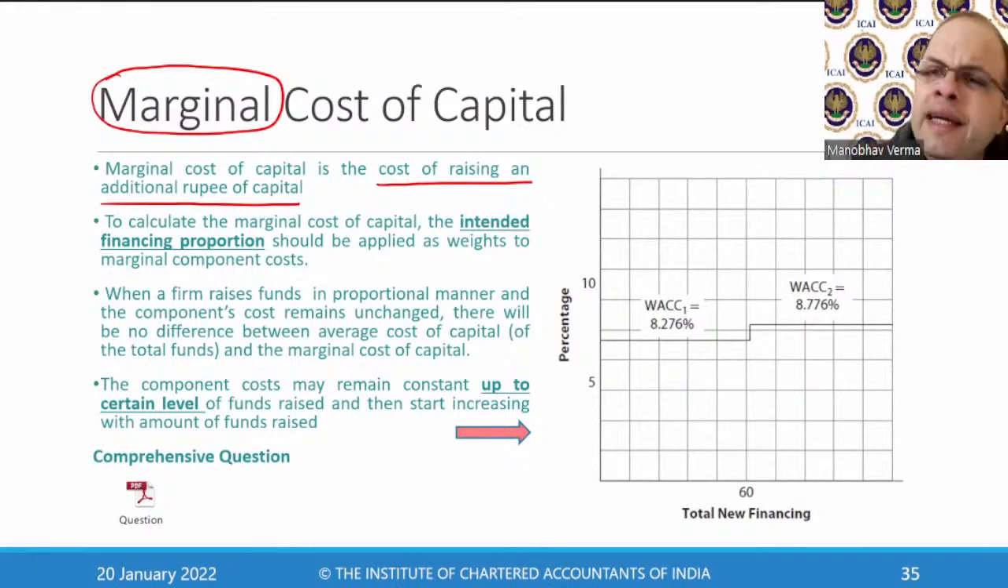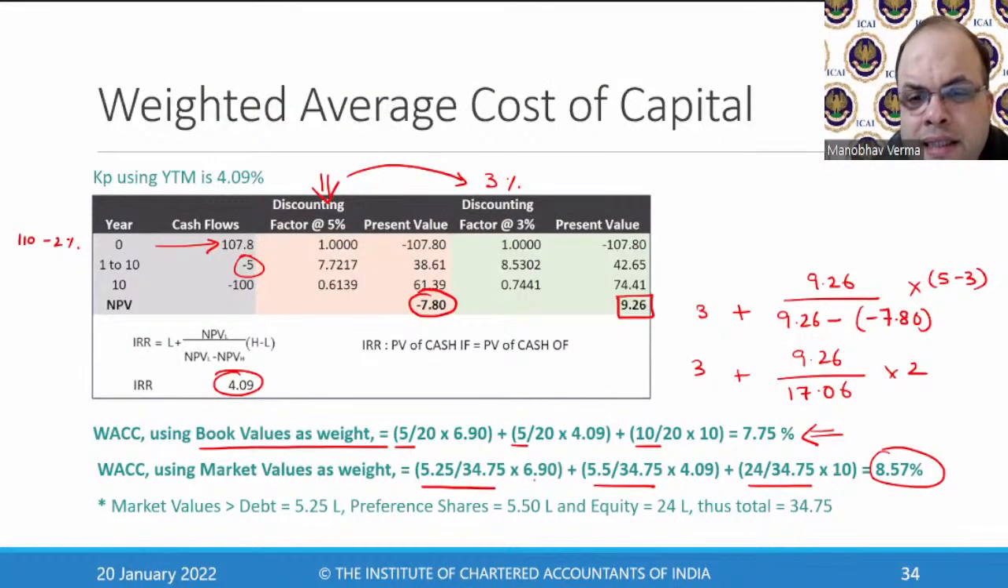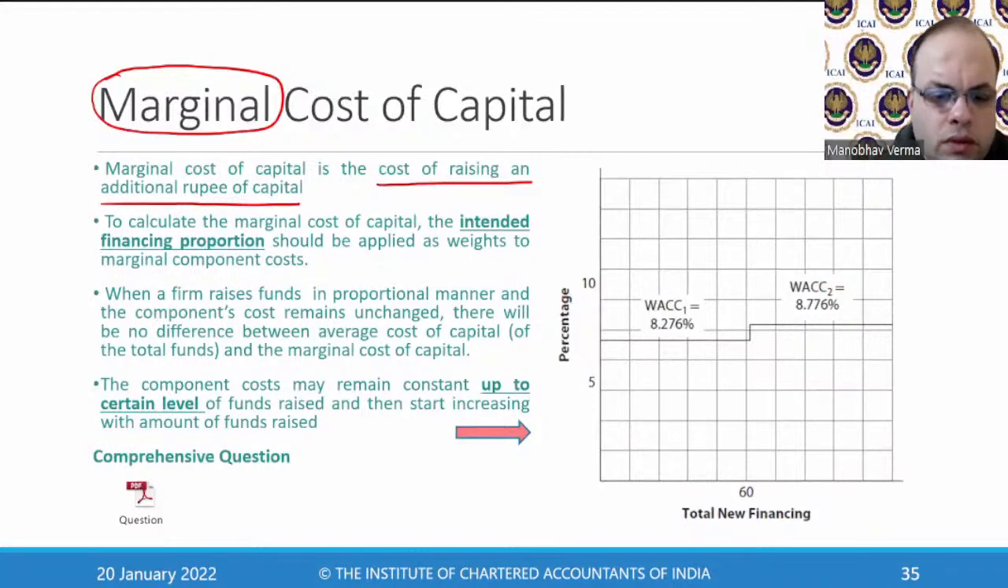Pooja had a question. Pooja, we allocated the weights, na? 3475 was the total. That total was individually 525, 550 and 24. In the same ratio, you use that weight to multiply with the individual cost of capital components, because our question was to calculate WACC. Pooja, we use that here to multiply these 6.9, 4.09. So that weight was used to calculate the WACC.